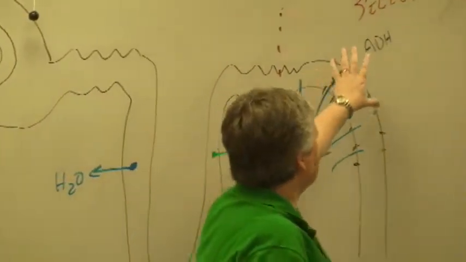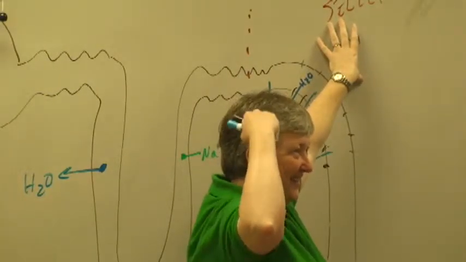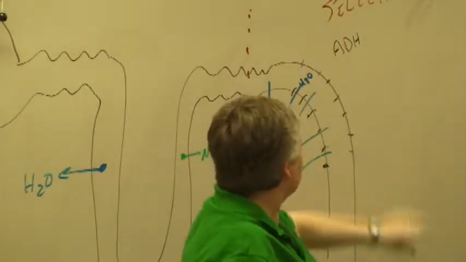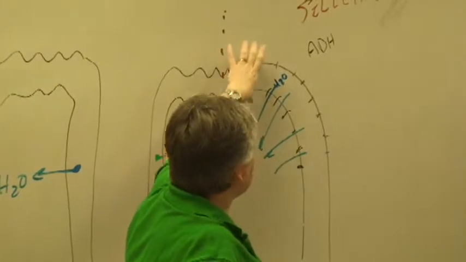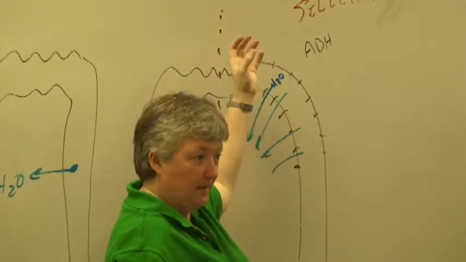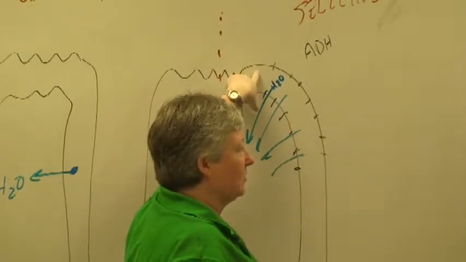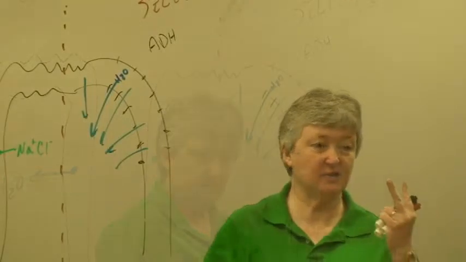Because what ADH does, ADH is released by the posterior pituitary, goes into the bloodstream, goes down to the kidneys and says, suck out the water. These cells have the receptors for that hormone. ADH binds to the receptor, the little nucleus says, okay, make some aquaporins and put them in the membrane, and then water gets released.